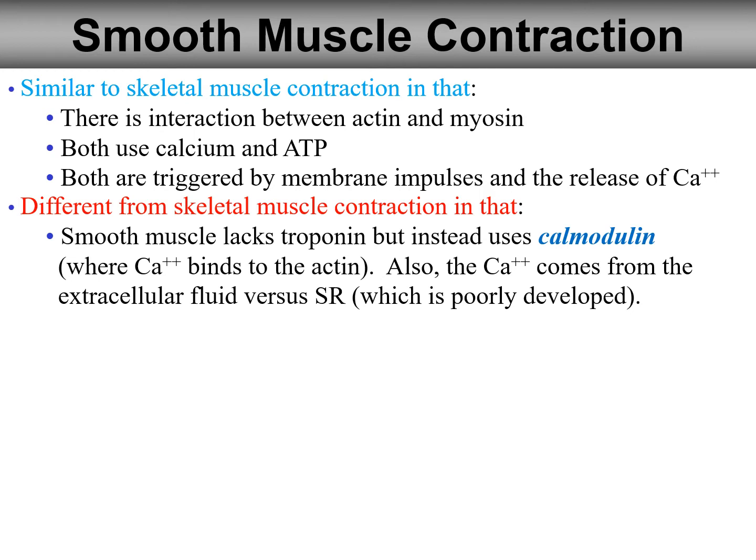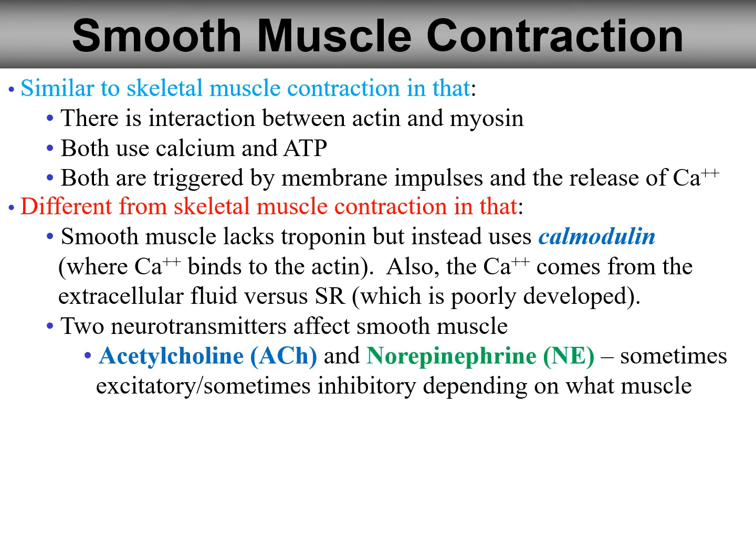The other major difference you notice is the fact that unlike skeletal muscle, which relies on calcium that's stored in their sarcoplasmic reticula, in smooth muscle, the source of calcium comes from the outside. This extracellular fluid is what bathes the smooth muscle tissue. And for that reason, the SR is not nearly as well developed in smooth muscle fibers as it is in skeletal muscle.